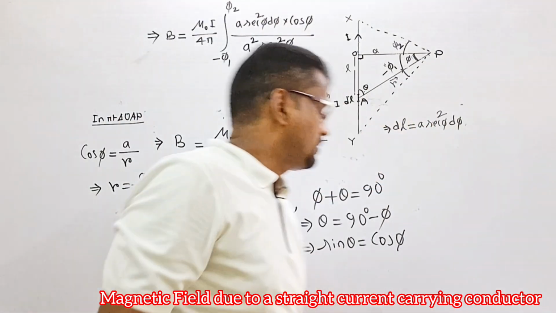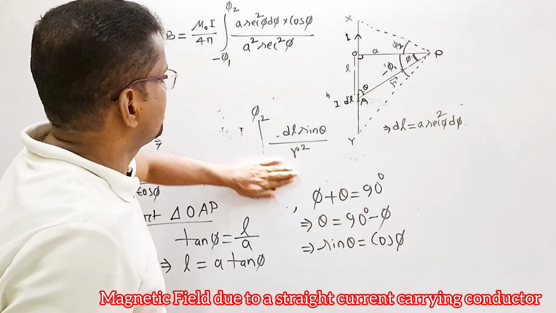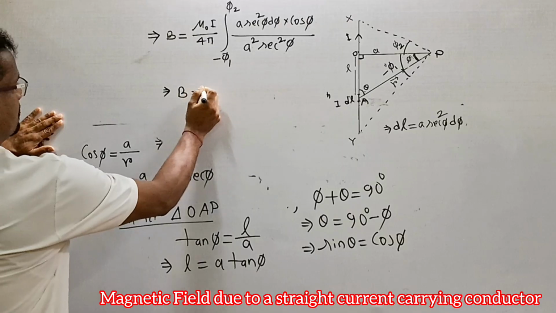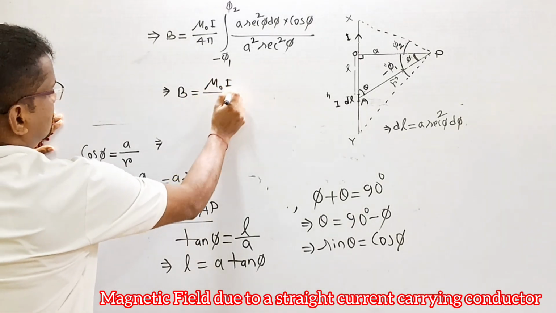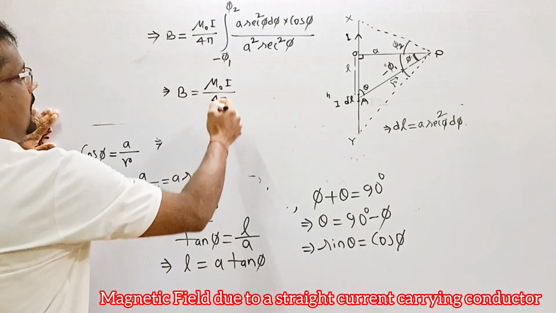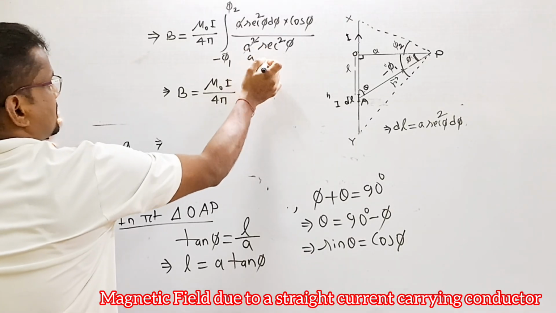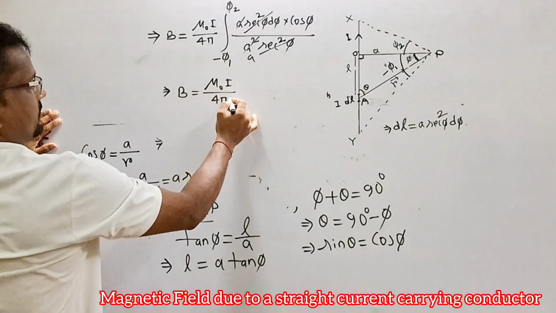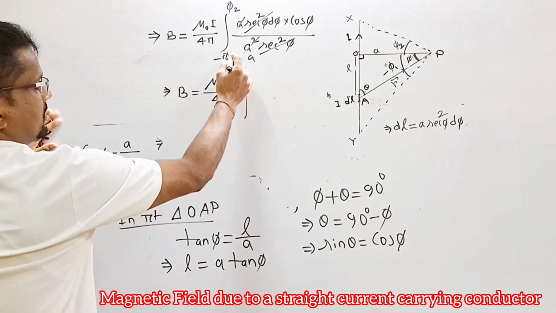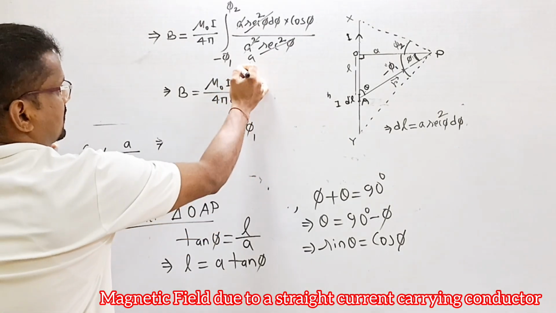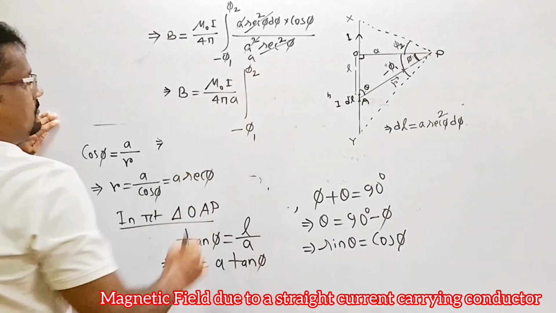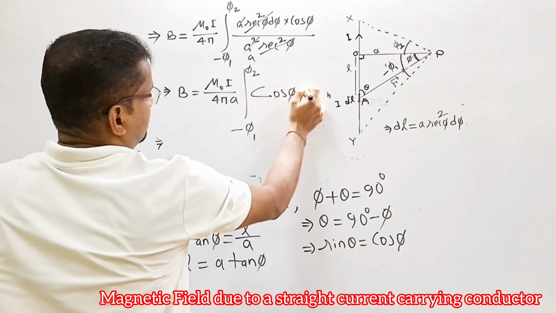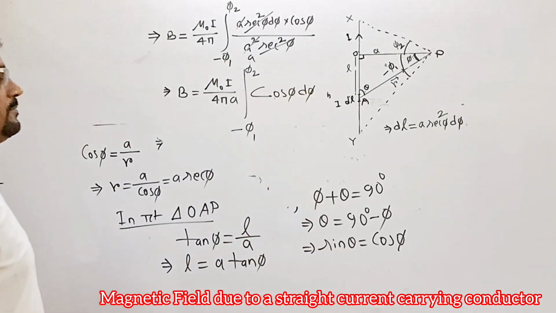Now since some terms will be cancelled out, B equals mu naught I over 4 pi, a cancelled out, sec square phi cancelled out, so only a is left, take out a, it is constant here, independent of phi, integration from minus phi 1 to phi 2, and only cos phi d phi is left.